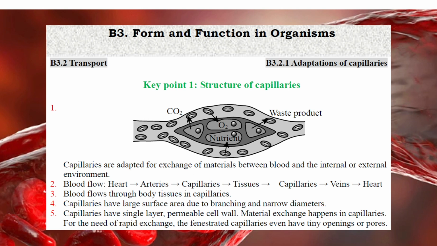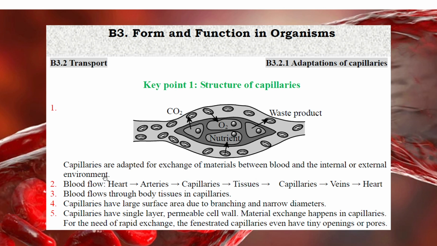First of all, we talk about the transport by the capillaries. There's an adaptation of the capillaries for blood flow, how the blood flows around the body. First, we talk about the smallest structure, the structure of the capillaries. Capillaries are adapted for the exchange of materials between the blood and the internal and external environment.